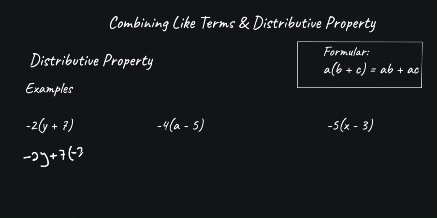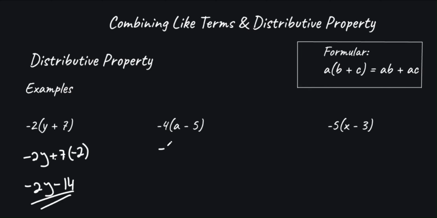So 7 times negative 2, right? So this is minus 2y. 7 times 2 is 14. Positive times negative is negative, so negative 14. And that is your answer. I'd like you to try the second one: minus 4 in parentheses a minus 5. Give that a try and let's see if you get the right answer. We do the same thing.